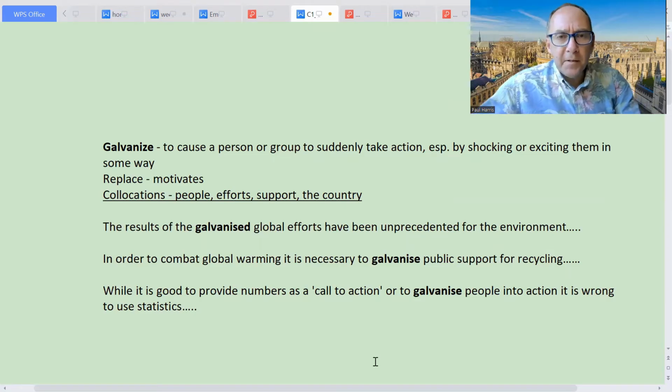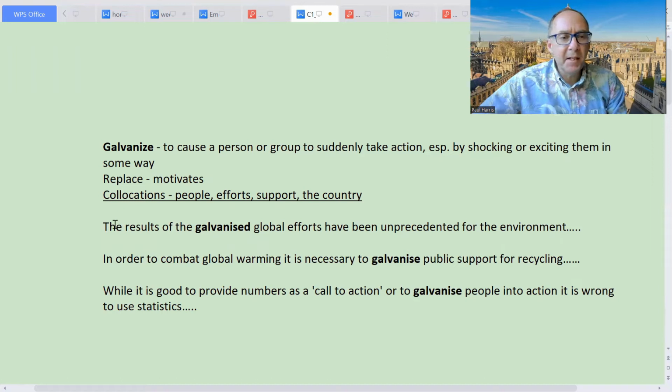Okay, so we're going to have a look at this word here, a verb, and the verb is to galvanize, okay? And we can see here, to cause a person or group to suddenly take action, especially by shocking or exciting them in some way, okay? So this verb here would essentially replace the idea of to motivate, okay? And collocations, you would definitely galvanize people, galvanize efforts, support, and even the country, okay?